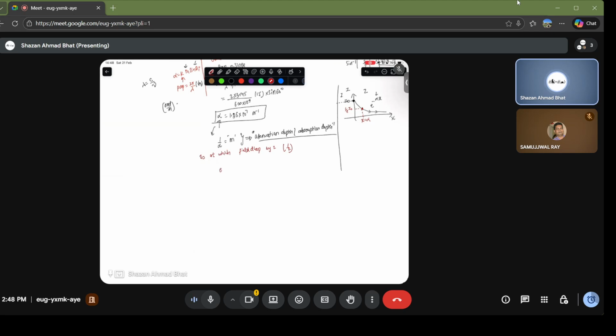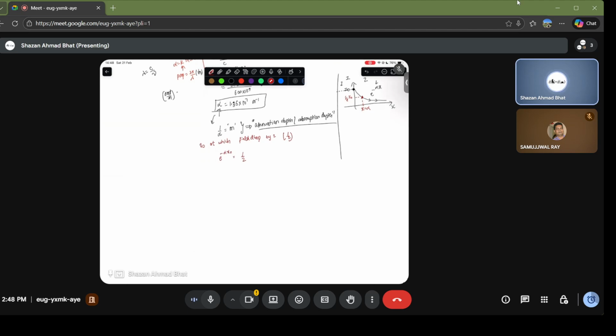That means you have e to the power minus alpha x naught equal to 1 by 2. That means the intensity basically drops to 1 by 2. So you can write x naught equal to ln of 2 divided by alpha. And this is the exact thing you need to obtain. So x naught will be equal to ln of 2 divided by how much was alpha? 1.36 into 10 to the power 7.